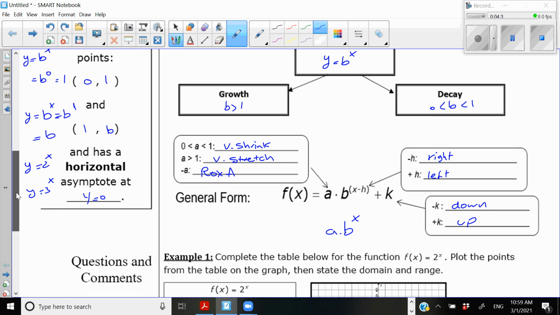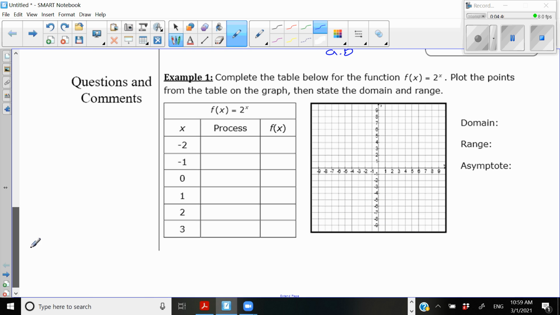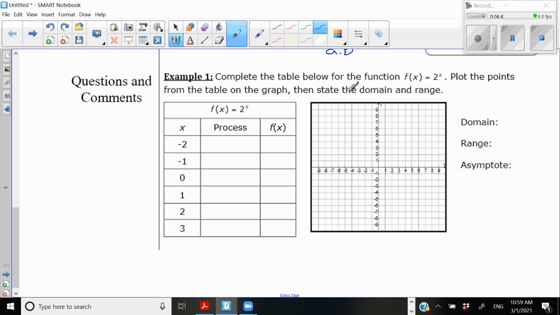So let's work on this example now. Complete the table below for the function f of x equals 2 to the power of x. Plot the points from the table on the graph, and then state the domain and range. Okay, so this is f of x equals 2 to the power of x. And we want to find f of x for different x values that are listed here.